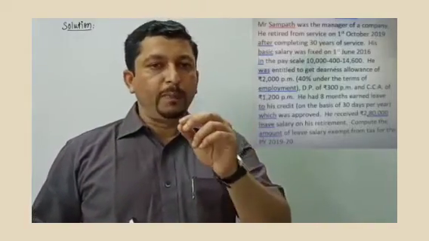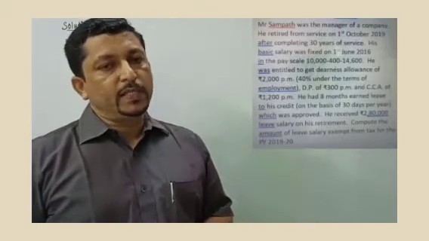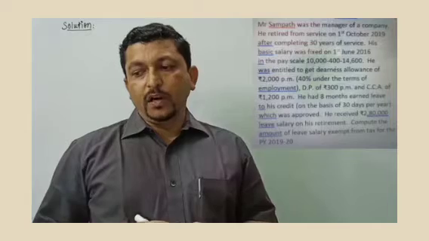There is no mention whether it is included for retirement benefits. So the concept of DP in this problem for salary for earned leave encashment becomes redundant. And CCA, City Compensatory Allowance, of rupees 1200 per month. He had 8 months of earned leave to his credit on the basis of 30 days per year, which was approved. He received rupees 2,80,000 as leave salary on his retirement.